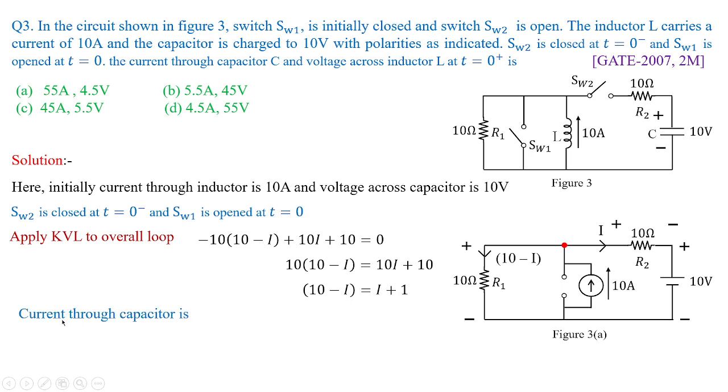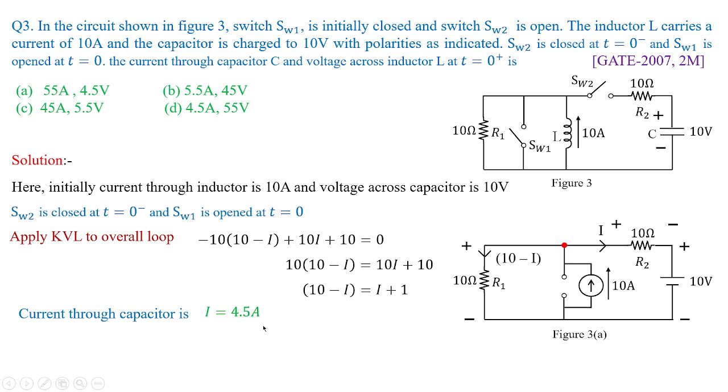With this, the current through capacitor C, that is I, which is flowing through this 10 volts branch, would be 4.5 amperes. How is that? Because 10 minus I equal to I plus 1. The I on the left hand side goes to the right hand side and becomes 2I. The 1 goes to the left hand side and becomes 10 minus 1, that is 9. 9 divided by 2 is equal to I, therefore I equals 4.5 amperes.